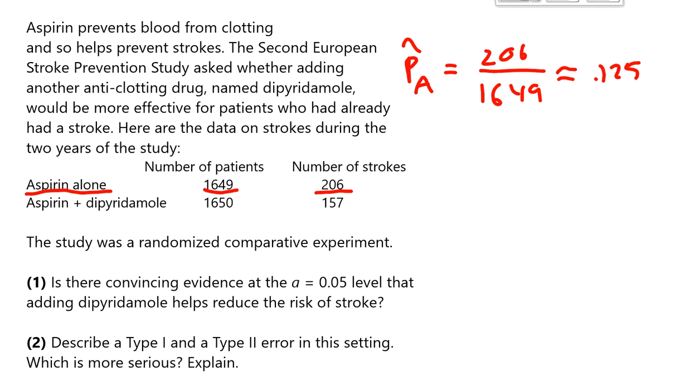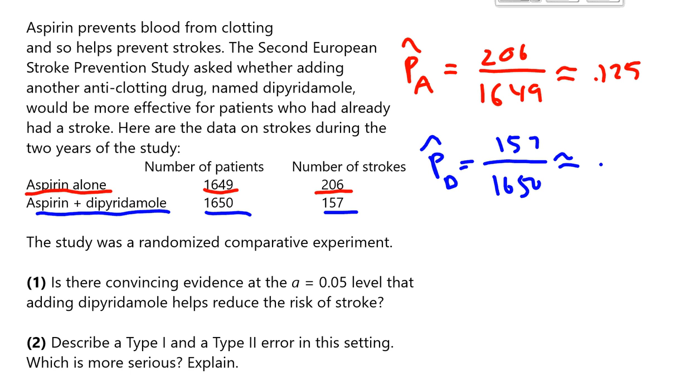And then let's take a look at the group that took aspirin and dipyridamole and see what the proportion is there. So I'll call that p hat sub d for dipyridamole. We have 157 out of 1,650, and if we divide those, we get a proportion of about 0.095. Okay, so it is lower. So if we look at this proportion and compare it to the proportion without taking this additional drug, it looks like we have a smaller proportion of people having strokes.